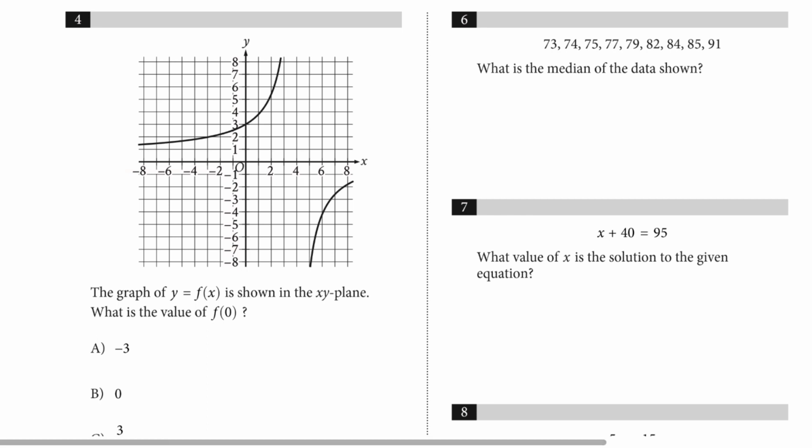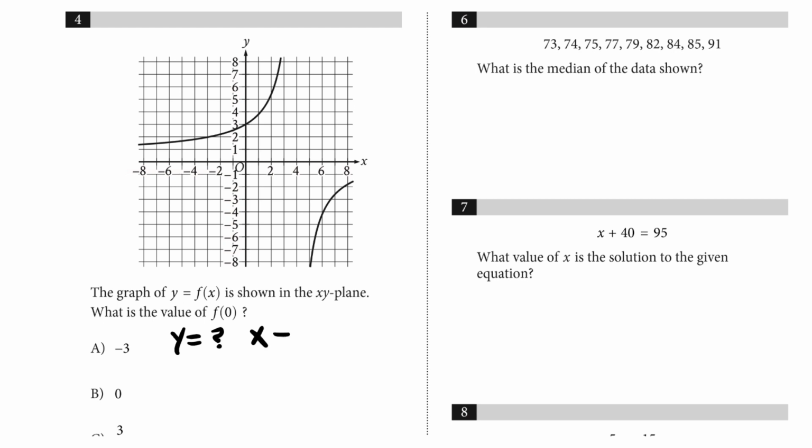Number 4. The graph of y equals f of x is shown in the xy plane. What is the value of f of 0? F of 0 means what is the y value when x equals 0, or what is the y-intercept. And if we look at the graph, the line crosses the y-axis right here at 3. So that means when x is 0, y is equal to 3.